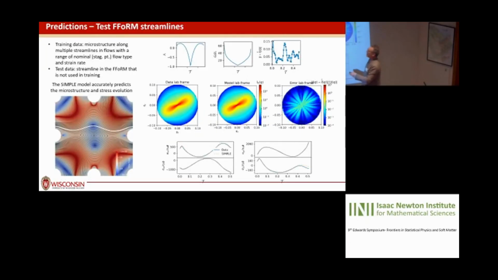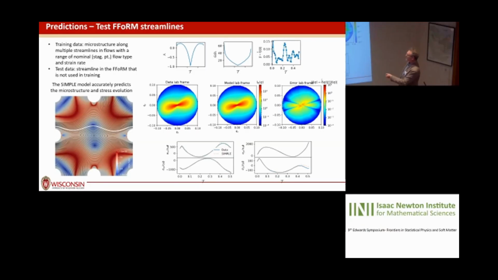So as I said, our training data is we have lots of streamlines from lots of different flows. So here's a bunch of streamlines. And then what we've done here is here's our test streamline. This is a streamline that's not in the training data set. You can see here, this is just the flow type versus Lagrangian time. You see that actually changes from positive to negative to positive. So this isn't uniformly a shear flow or extensional flow. As you're moving along here, it becomes strain dominated and rotation dominated, depending on where you are.